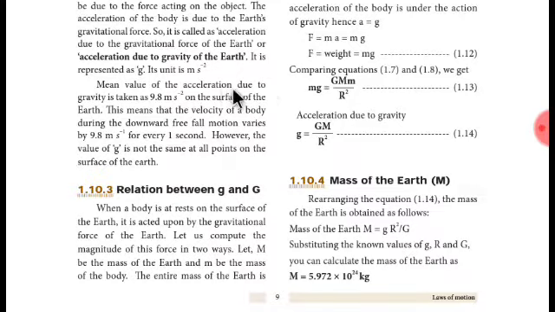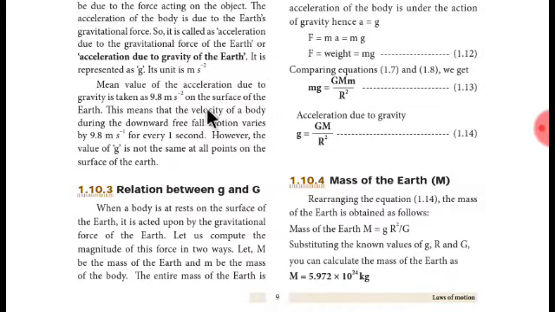The mean value of the acceleration due to gravity is taken as 9.8 meters per second square. Why is it taken as meters per second square? Because small g is an acceleration which is given by the earth. That's why it is taken as meters per second square. Actually, it should be spelled meter second power minus 2, but we can also say meter per second square on the surface of the earth.